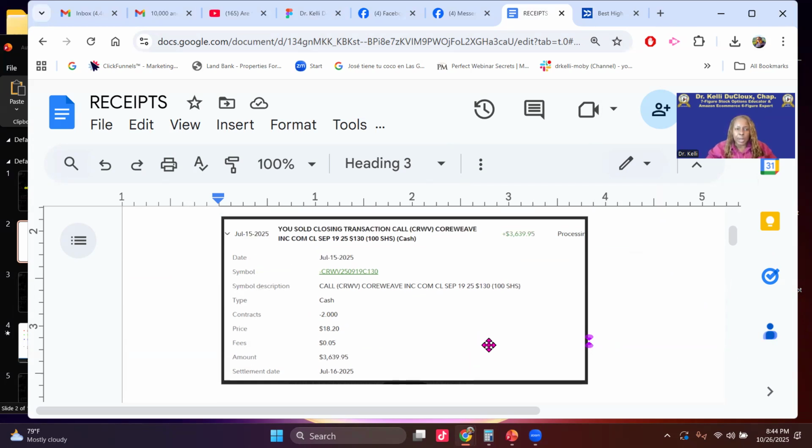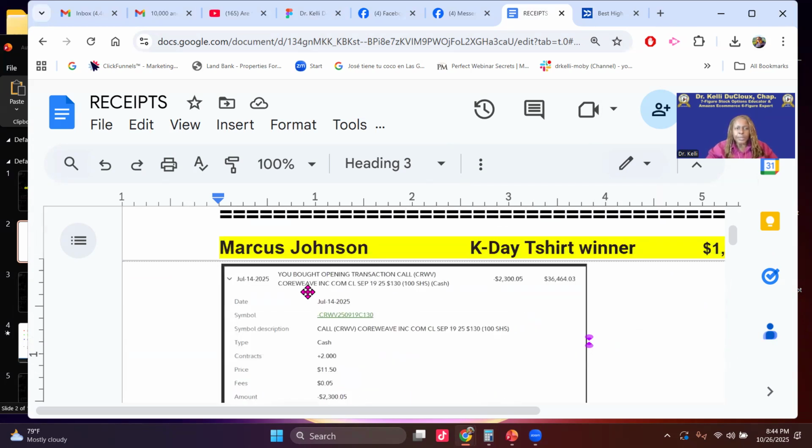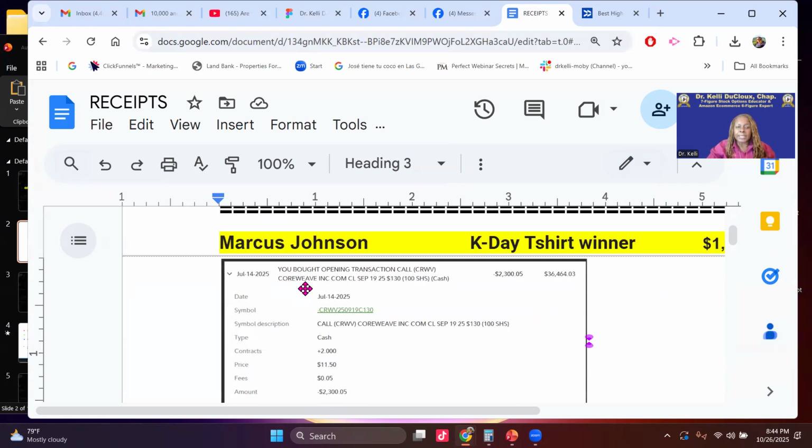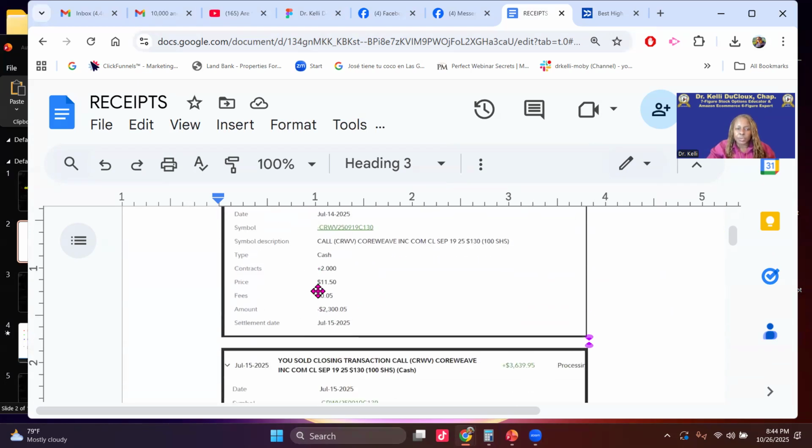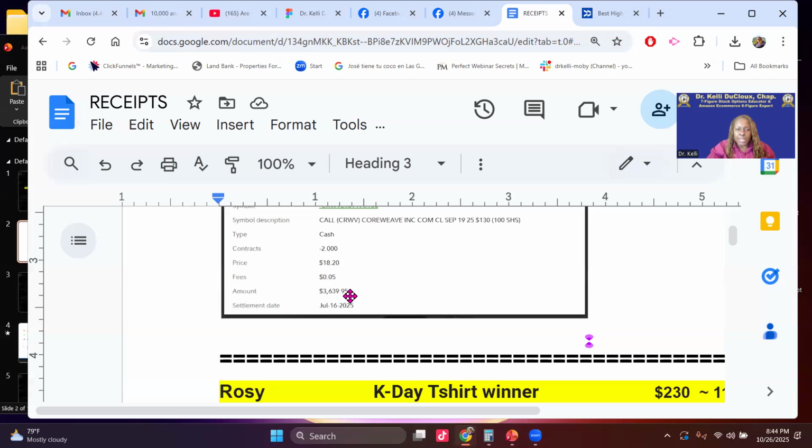So as we can see right here, in the first one, I'm circling with my mouse, you bought. So Marcus bought this, and his investment was $2,300 on July 15th. Okay, I'm circling it with my mouse. Then on July 16th, he cashed out $3,639.